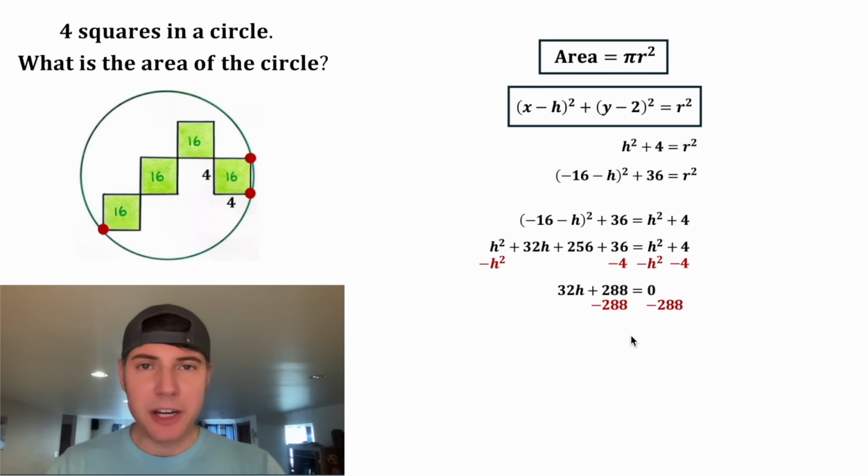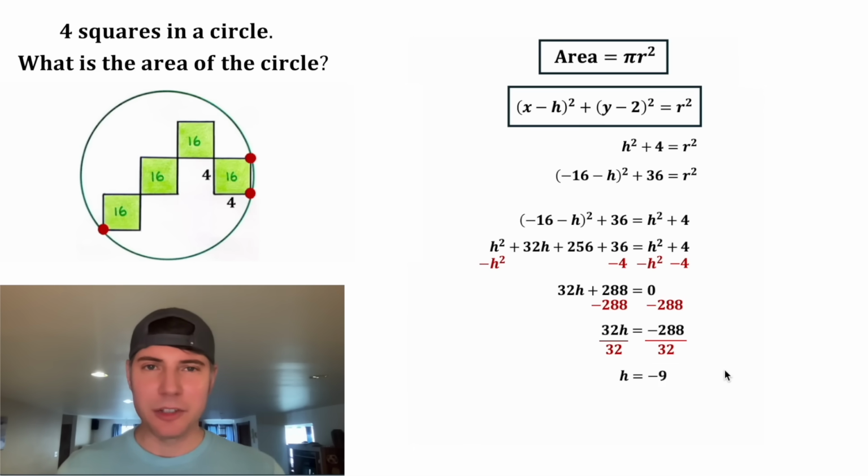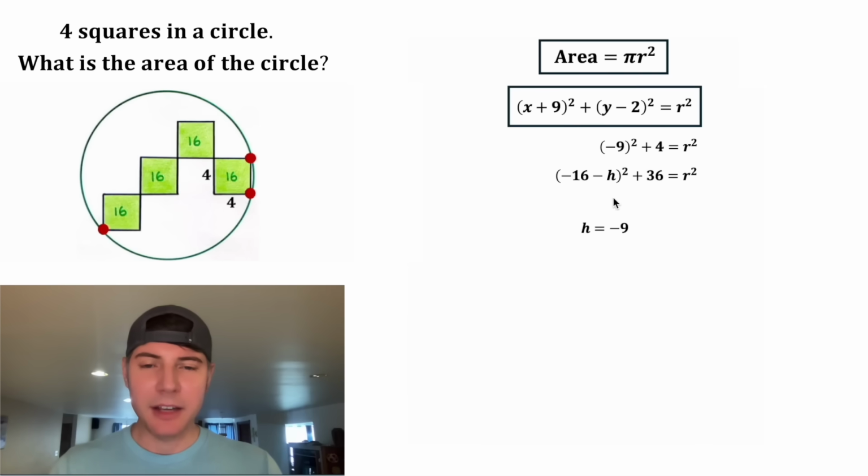Let's subtract 288 from both sides of the equation. That'll give us 32h is equal to negative 288. And then after we divide both sides by 32, we get h is equal to negative 9. Now we can plug in negative 9 for all of the h's. This x minus h will become an x plus 9. This h will become a negative 9, and this negative h will become a plus 9. Now let's clean things up again. The quantity negative 9 squared is equal to 81, and 81 plus 4 is equal to 85.